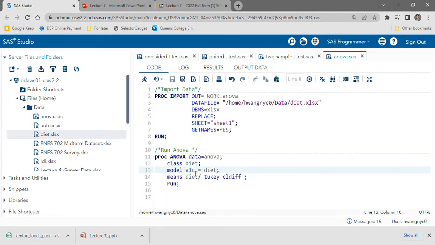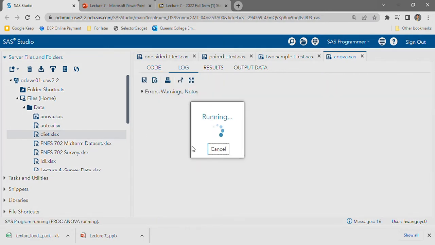And then our variable of interest is the A1C column, which really means white blood cells, equals diet. And then we want the means of the diet. We want to break it out by group. We want the Tukey test. And then this CLDIFF right over here is essentially going to take the results of the Tukey and tell us which groups are different from each other. Okay, so let's highlight and hit the running man.